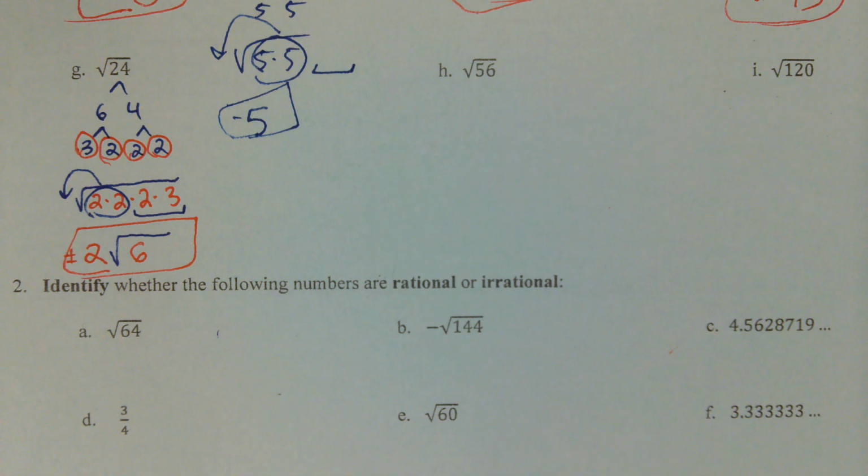Double check. Yes, that looks great. Yep, can't do anything with the 7. We leave that third 2 in there when we bring up the pair. Plus or minus 2 root 14 is perfect.